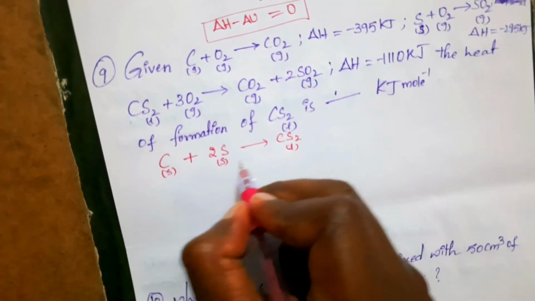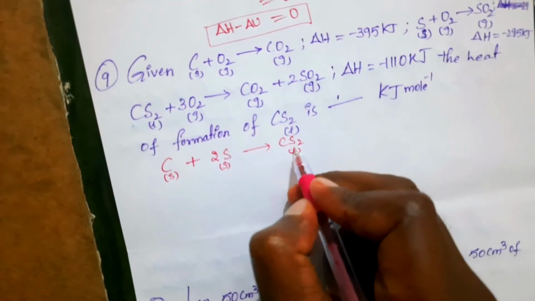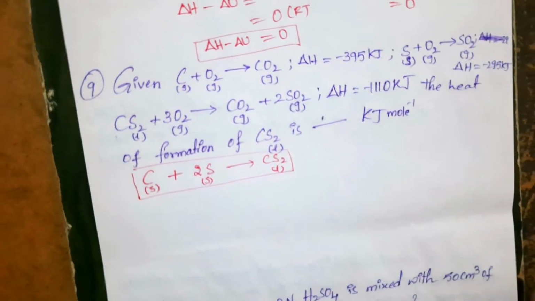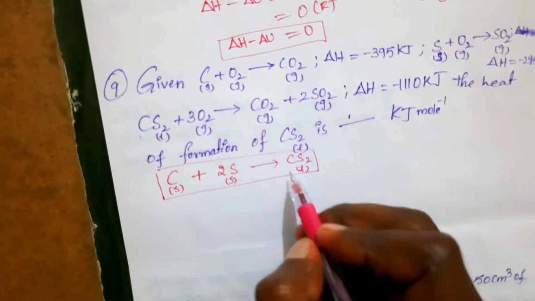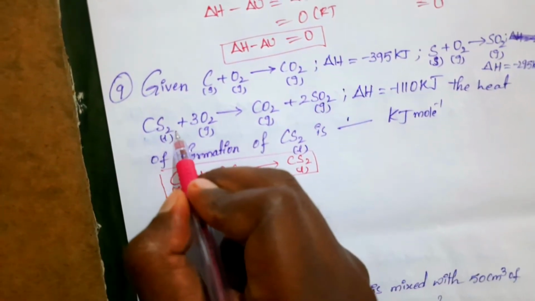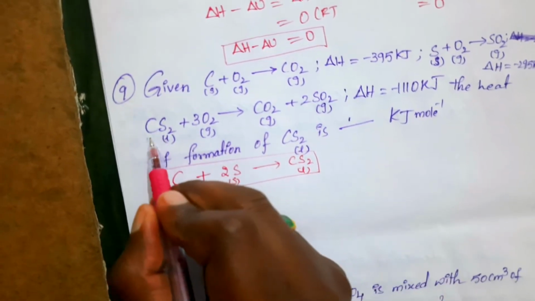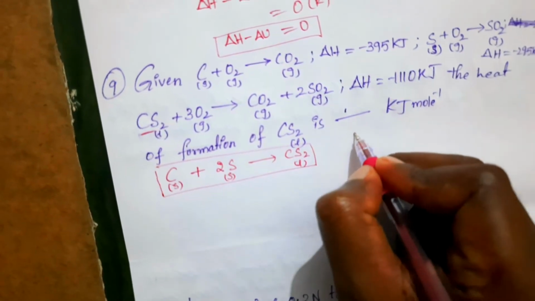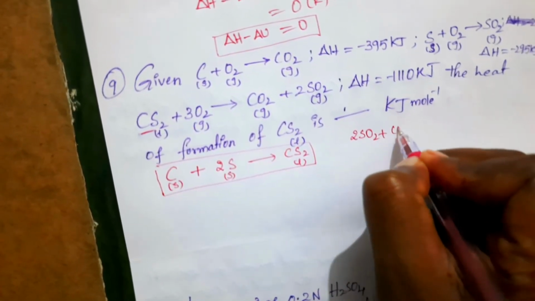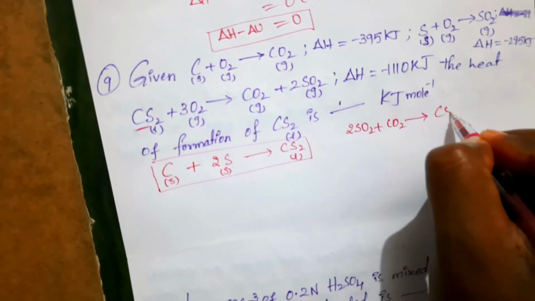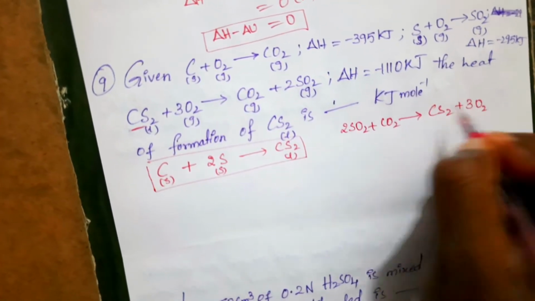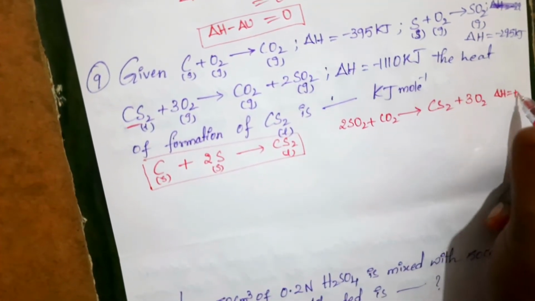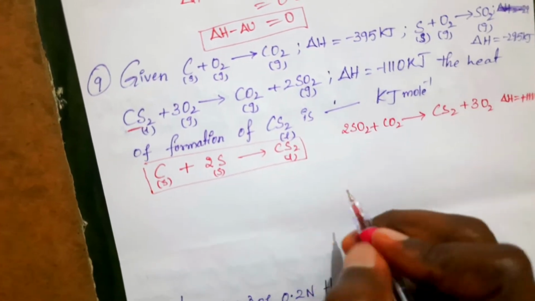Now, from the given data, you have to obtain this reaction by adding or subtracting or whatever method you use. Now you see here, carbon disulphide is present in which reaction? It is present on the reactant side in this reaction. Just reverse that reaction: 2SO2 plus CO2 gives CS2 plus 3O2. Whenever it is reversed, the enthalpy sign changes: negative becomes positive. So 1110 kilojoules it will be.